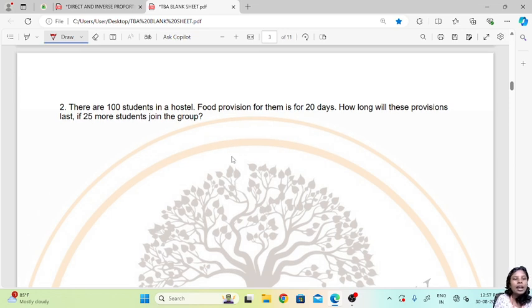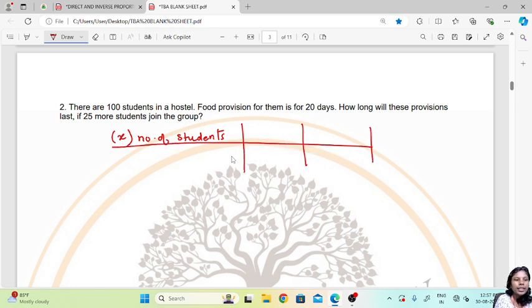Now in this, there are 100 students in a hostel. So say number of students is one criteria, and say this is x. Then next is the food provision for them, which is for 20 days. How long will this provision last if 25 students join in more? So this is the food provision, number of days.